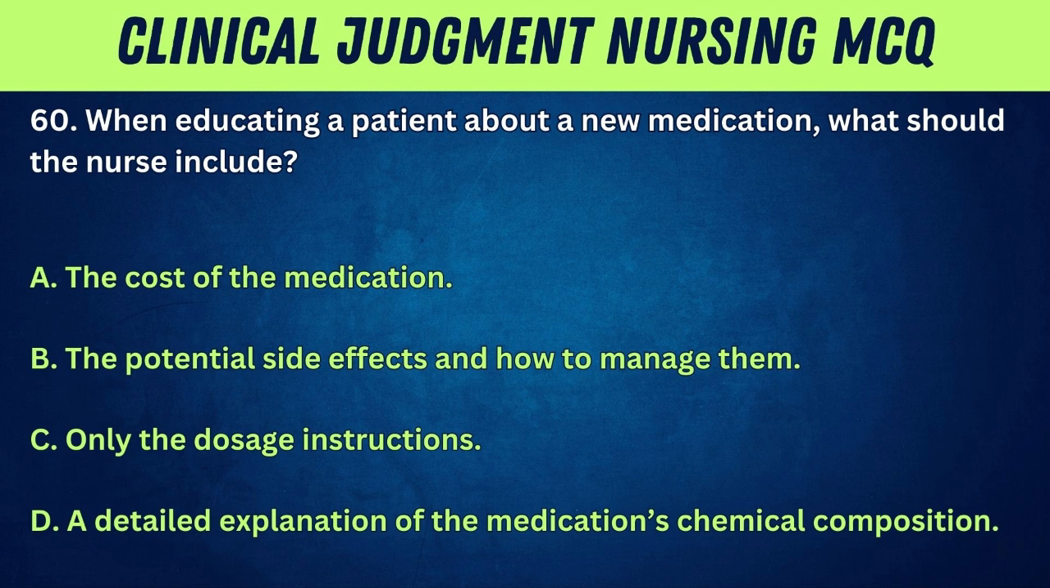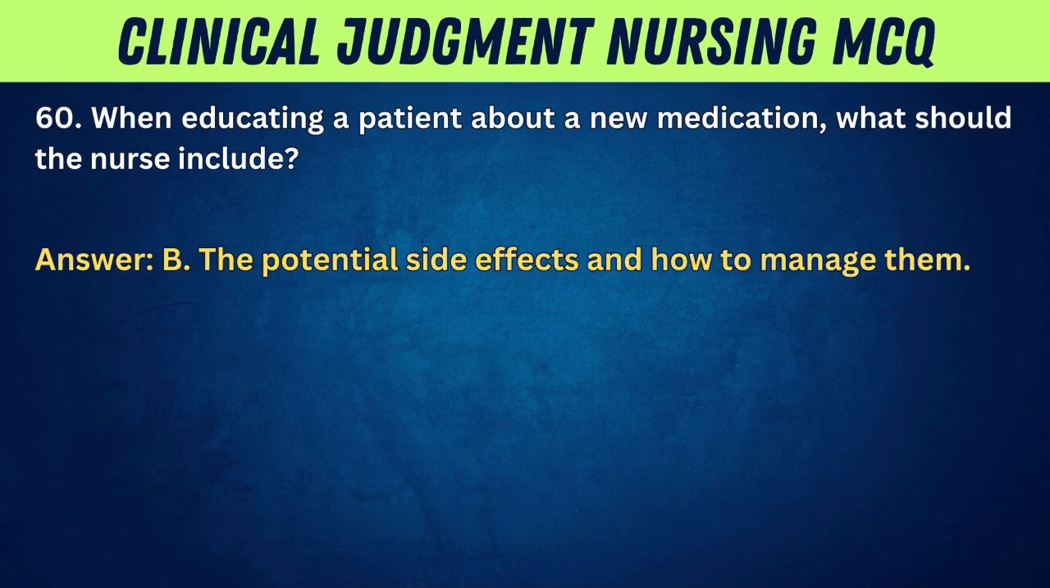A. The cost of the medication. B. The potential side effects and how to manage them. C. Only the dosage instructions. D. A detailed explanation of the medication's chemical composition. Answer. B. The potential side effects and how to manage them.